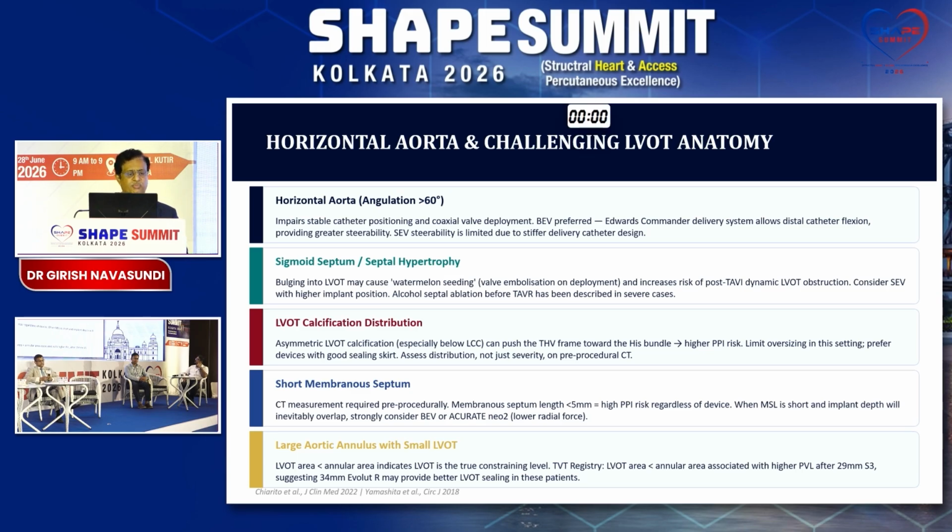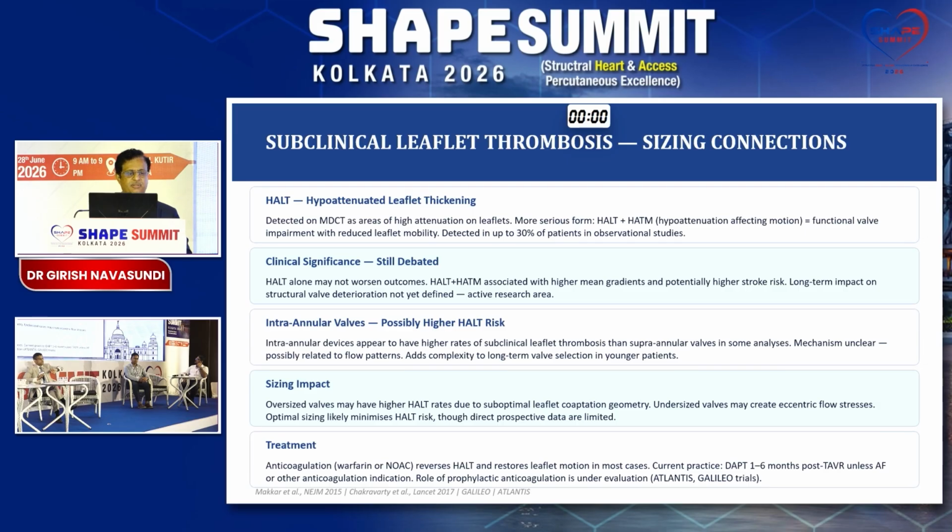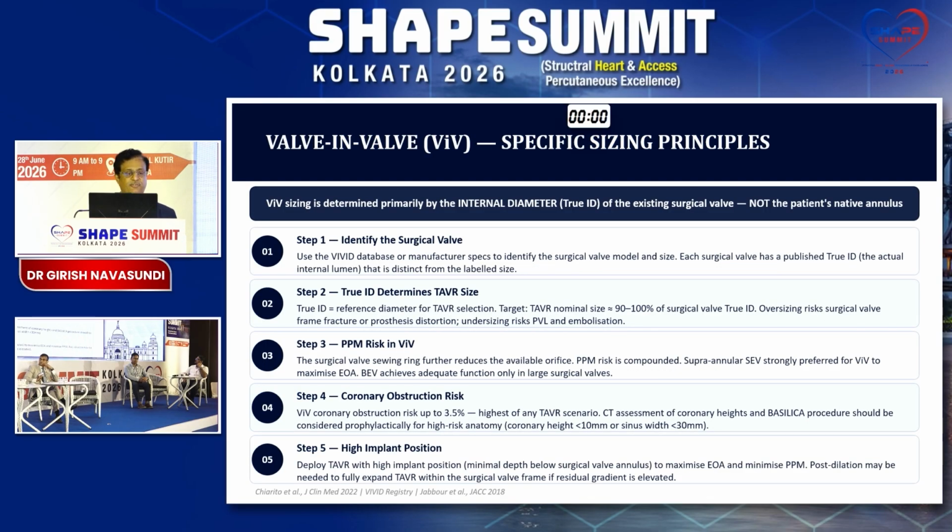But if you're going with a balloon expandable valve, pace for a longer duration, inflate, and anchor very well, slightly deeper than usual. And when you have a shorter membranous septum, I think use the one which has lower radial force. Balloon expandable are better. Also, a self-expandable with lesser radial force.